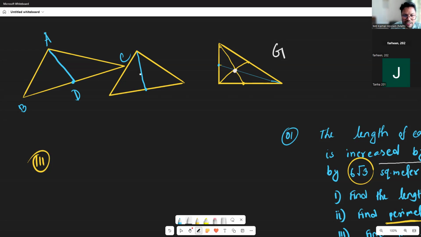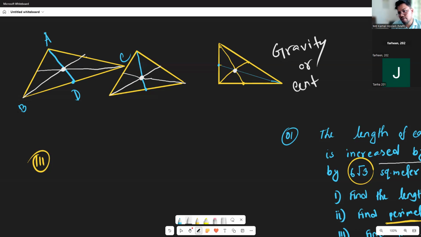So if we draw another median in this triangle, and if we draw the third median here, in every case, it does not depend on the type of triangle. Any type of triangle, in every case three medians are concurrent. That means they go through a common point, and this point is called gravity of the triangle, or centroid of the triangle. This point is mentioned in higher classes with the letter G. G is a common point where three medians pass through. G is the centroid.